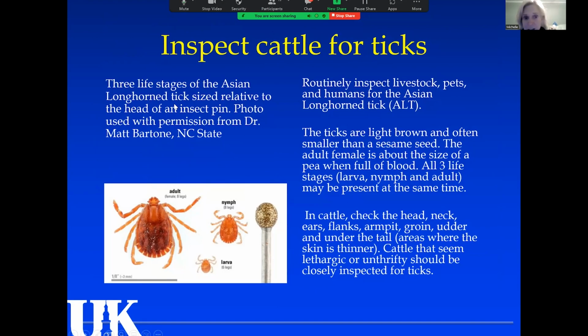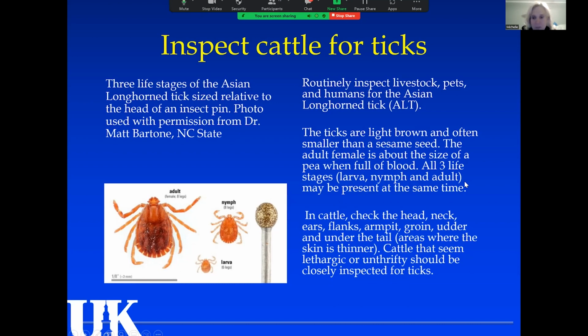So there are 3 life stages of the longhorn tick. This is a good picture. This is the head of a pin. These things are tiny. This is a 1/8 inch scale right here. So the adult is about 1/8 of an inch, and the larvae and the nymph are all very small. Light brown, often smaller than a sesame seed. The adult female is about the size of a pea when she's full of blood.